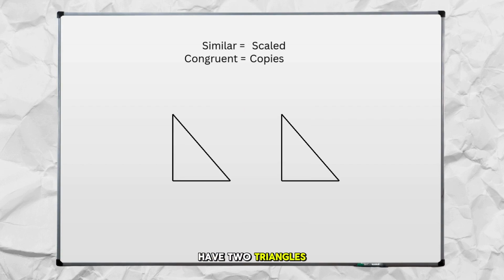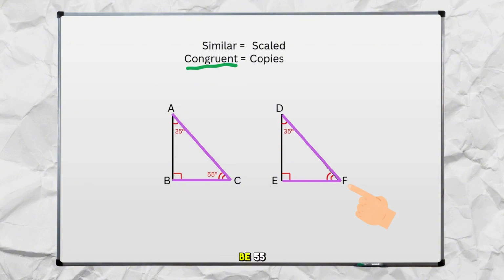Let's say we have two triangles, triangle 1, triangle 2. If they are congruent, it means that all three angles are going to be the same. So this would be a 90-degree angle. That might be a 90-degree angle. Let's say this is triangle ABC and this is triangle DEF. If these two are said to be congruent, then it means that these angles are the same. So if this is 35, then this is going to be 55, but A is congruent to D, and A corresponds to D. D is 35 and F would be 55.